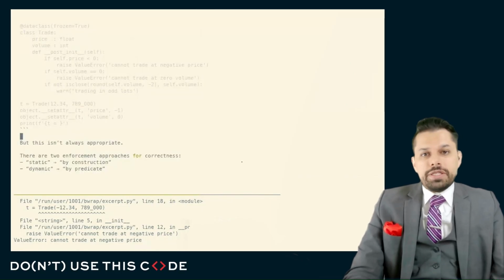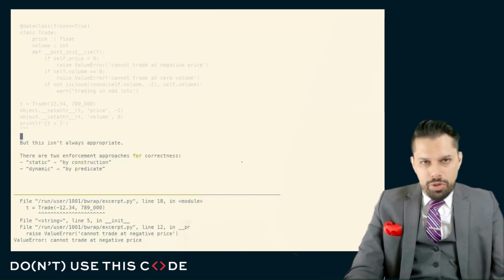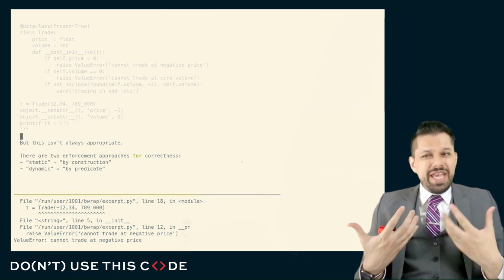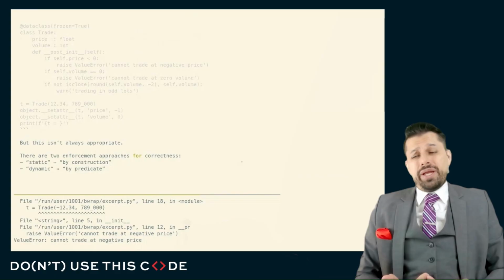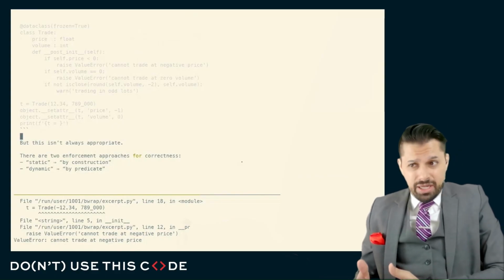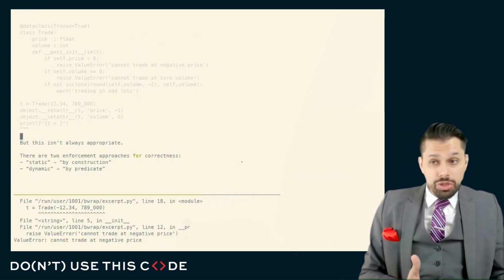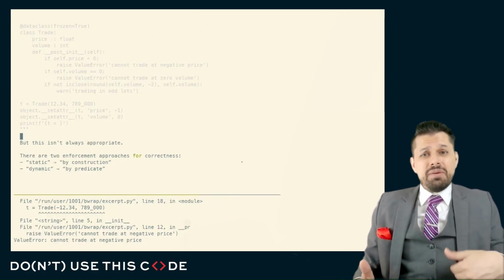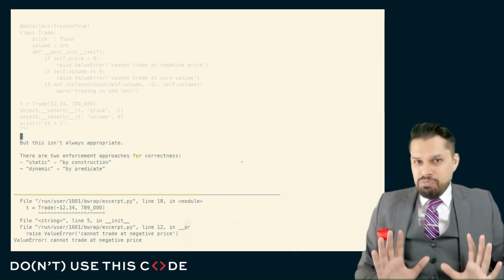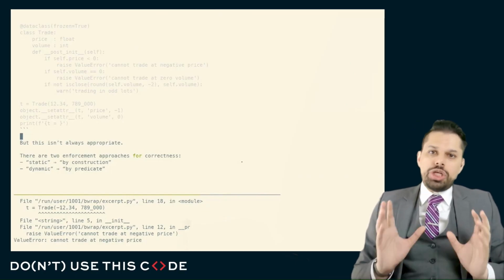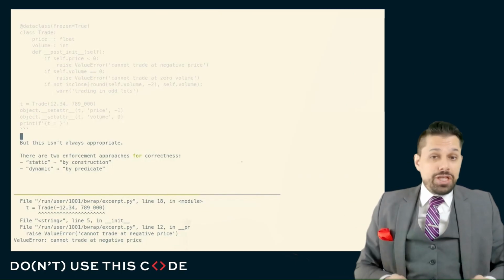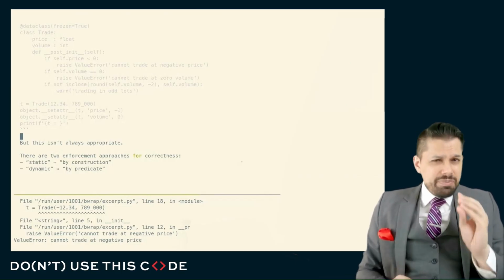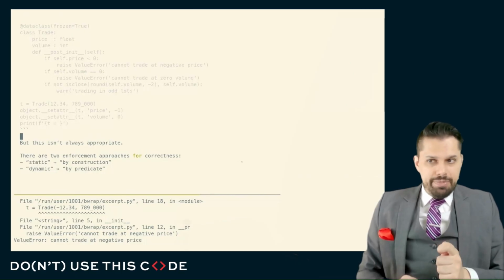Now, note that this approach is not always appropriate. In fact, when we talk about correctness, we can talk about different enforcement approaches to correctness. We can talk about a static enforcement approach. This is our by construction approach. And I can talk about a dynamic enforcement approach, maybe an approach by some predicate. And it may seem like the static approach is always the approach you want to take because it'll catch errors immediately, it'll make things unrepresentable, but there's a little bit of nuance here that we need to keep in mind.